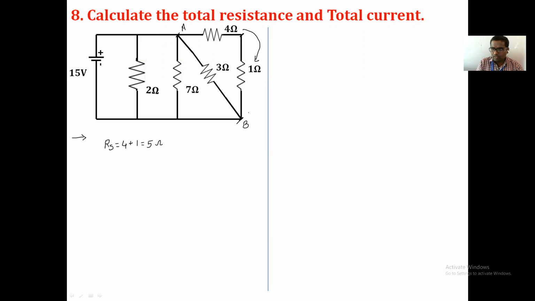It means that when we want to replace this 4 ohm and 1 ohm with the 5 ohm, then I need to connect these 5 ohm resistance in between the points A and B. And then my circuit diagram should be like this. Check it.